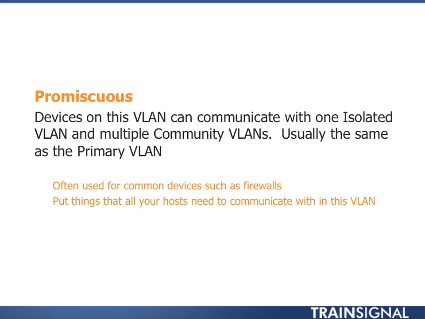Promiscuous VLAN: devices on this VLAN can communicate with one isolated VLAN and multiple community VLANs. It's usually the same number as the primary VLAN. When you talk about VMware, it is the same as the primary VLAN. So if your primary VLAN is 50, your promiscuous VLAN is 50. You put things in this VLAN that are common: firewalls, routers, stuff that everybody needs to talk to. So if I've got a DMZ with a bunch of different types of hosts that I don't want to talk to each other, but they all need to talk to the router or the firewall on the edge, the firewall would go in this VLAN.